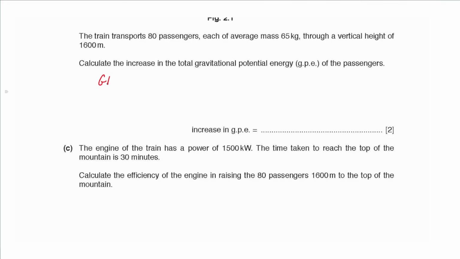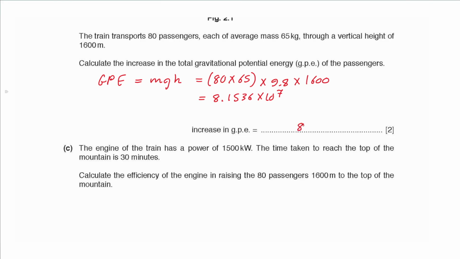So the gravitational potential energy is equal to mgh. And we have the mass is equal to the 80 passengers multiplied by the mass of one passenger. Then we multiply by 9.8 for g and the height 1600. That gives an answer of 8.1536 times 10 to the power of 7. We can approximate that to 2 or 3 significant figures according to the question's numbers. So we can write it as 8.15 times 10 to the power of 7, and the unit here is joules.